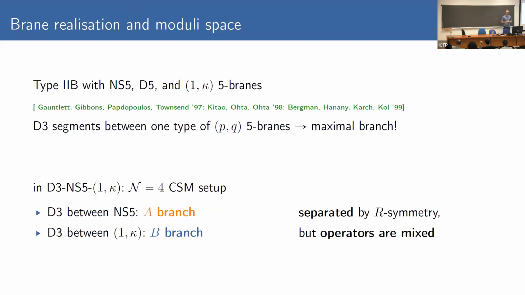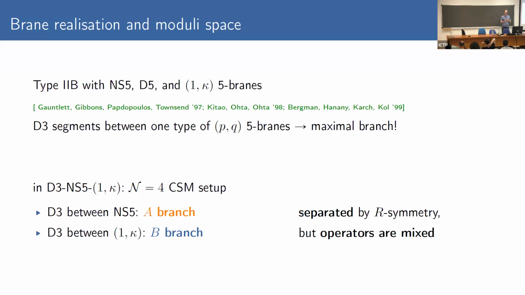Good. Let's go to Chern-Simons and just take 2 5 branes. So when we have only 2 5 branes, then we have an N=4 Chern-Simons matter theory. And you can play the same game. It's the analogous thing. You take D3 between NS5. That is now one maximal branch. Let's call it the A branch in order not to confuse ourselves. And the other one is D3 moving between the (1, kappa) branes, and let's call it the B branch. But still, there are 2 maximal branches.